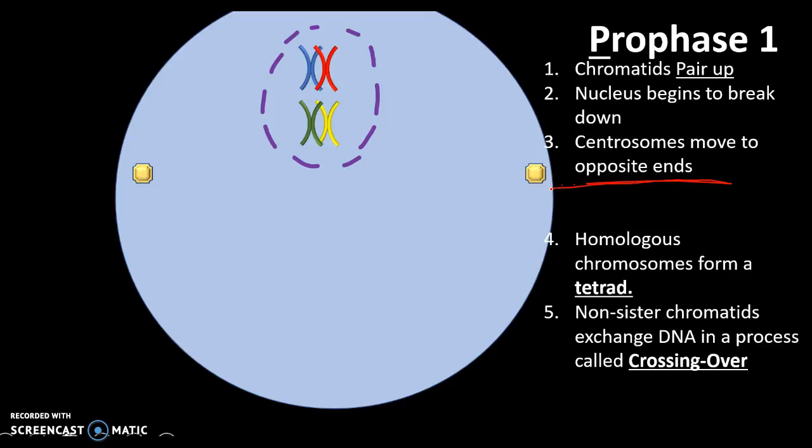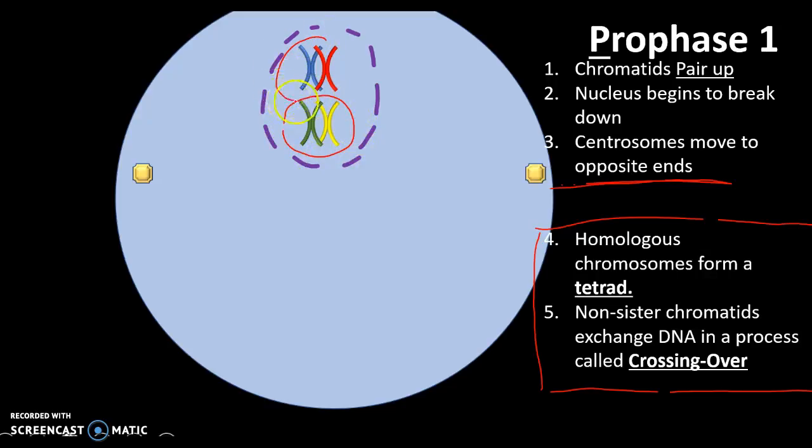But now, number 4 and 5, this is new stuff that's happening in meiosis. So we have the homologous chromosomes. They form what's called a tetrad. So this right here would be considered one tetrad, and this would be another tetrad.